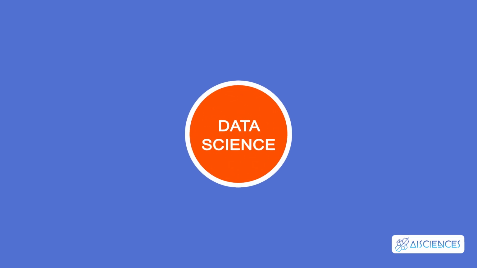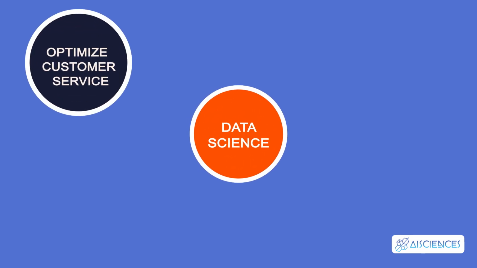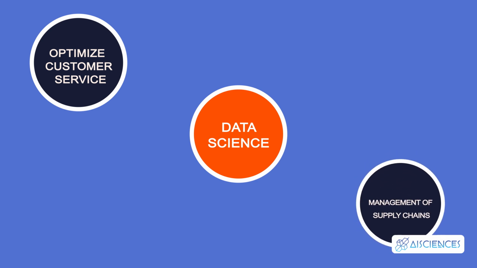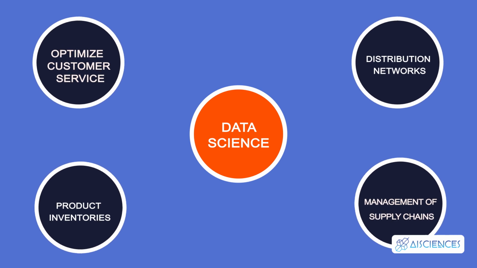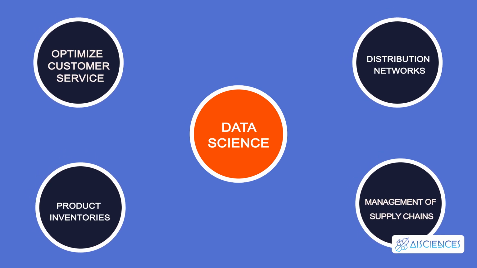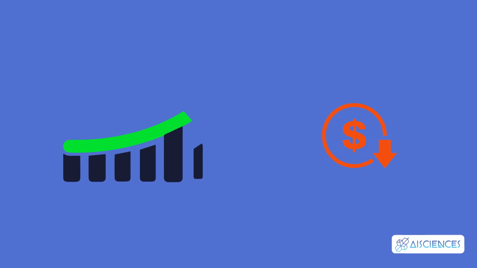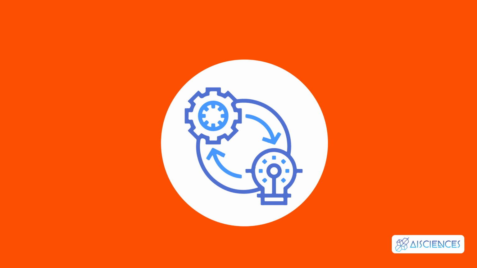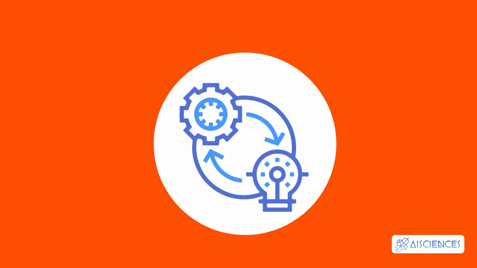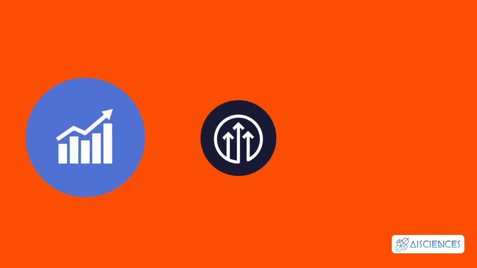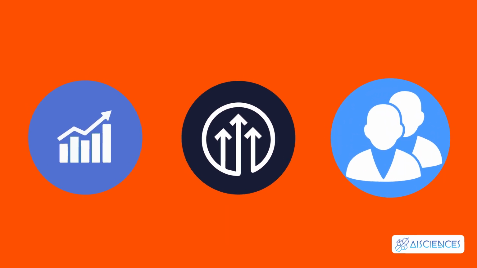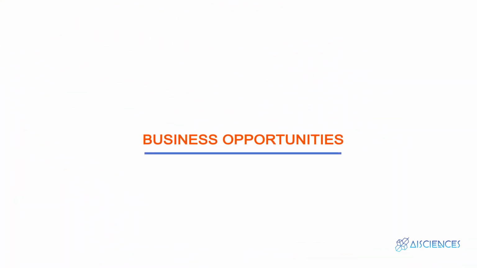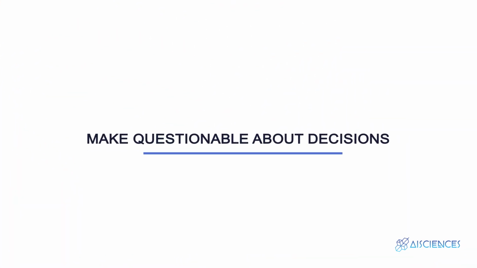From a functional perspective, data science initiatives help organizations to optimize customer service, management of supply chains, distribution networks, and product inventories. On a more elementary level, when all these business operations run smoothly, it results in increased efficiency and reduction in costs. Data science also enables organizations to create better business plans and strategies, as they are equipped with the informed analysis of market trends, competition, and customer behavior. Without this accurate analysis of relevant data, organizations may miss business opportunities and make questionable decisions.